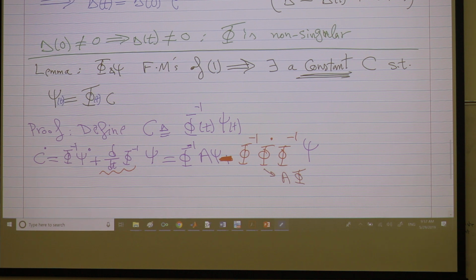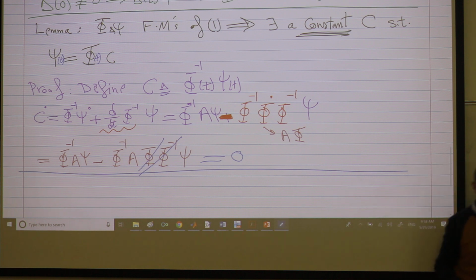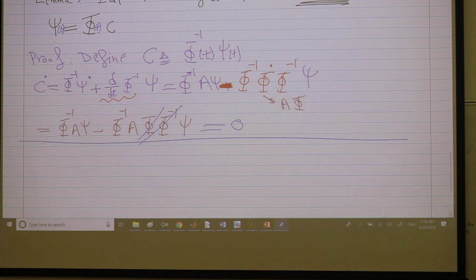So what we have here, let's recap: phi inverse A epsilon minus phi inverse A phi phi inverse epsilon. So obviously these guys cancel, and you have two equal things. So this is indeed 0, C dot is 0, so C is constant. That's cool. So if you have two fundamental matrices, they are related by a constant matrix. Okay? Now we are about to state the main theorem.